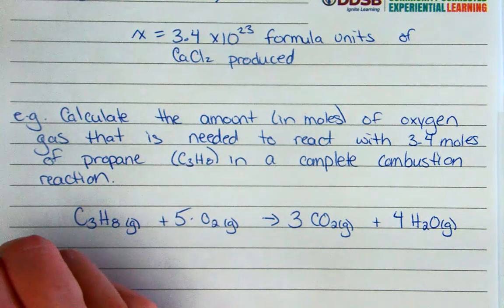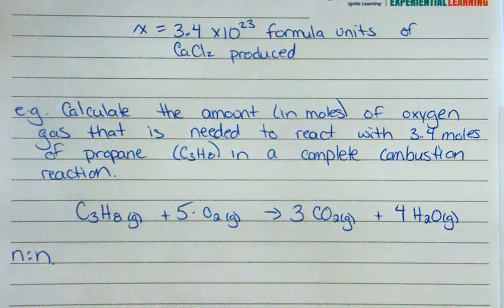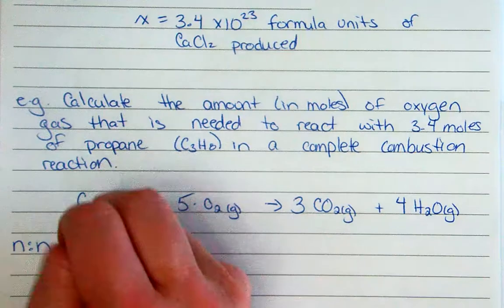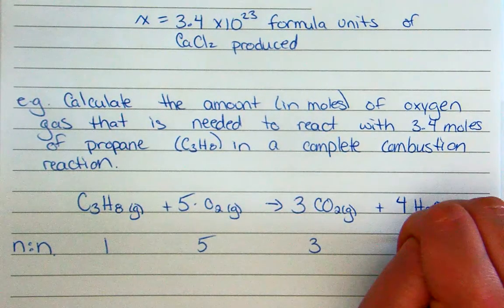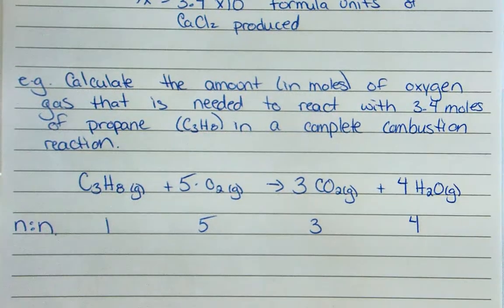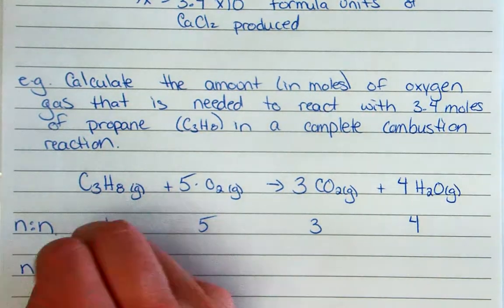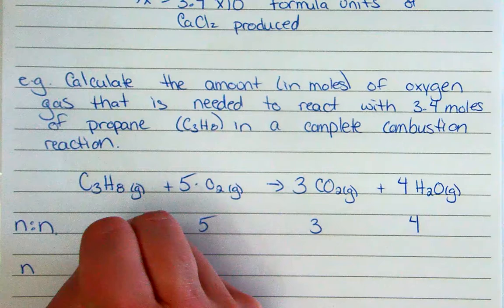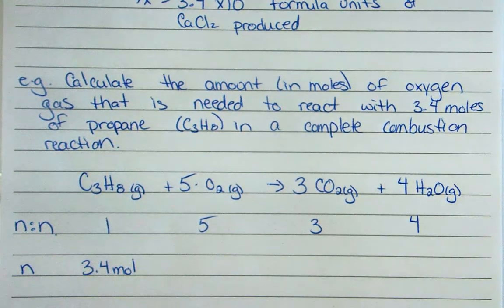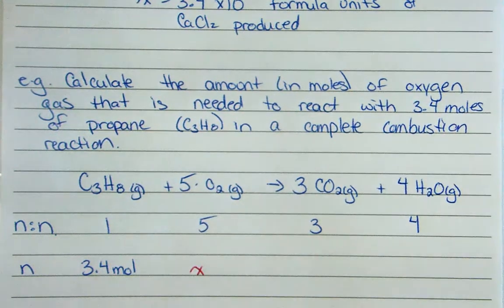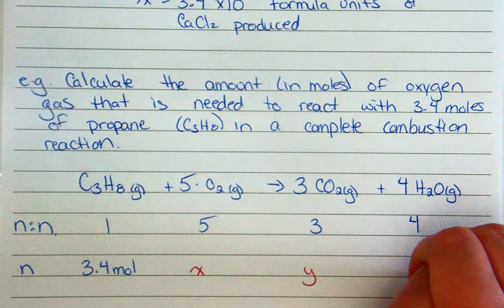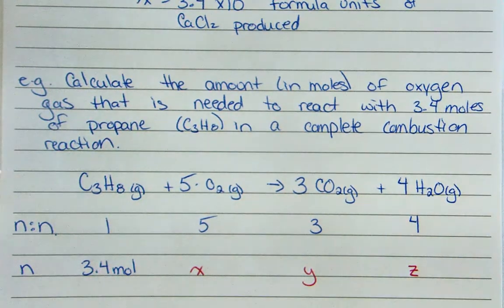So underneath here, I'm just going to start by writing out my mole-to-mole ratio. That'll be 1 to 5 to 3 to 4. Now, if my number of moles of propane is 3.4 moles, then I need to know X number of oxygen moles. And you know what? Challenge yourself, guys. Figure out the moles of the products as well.